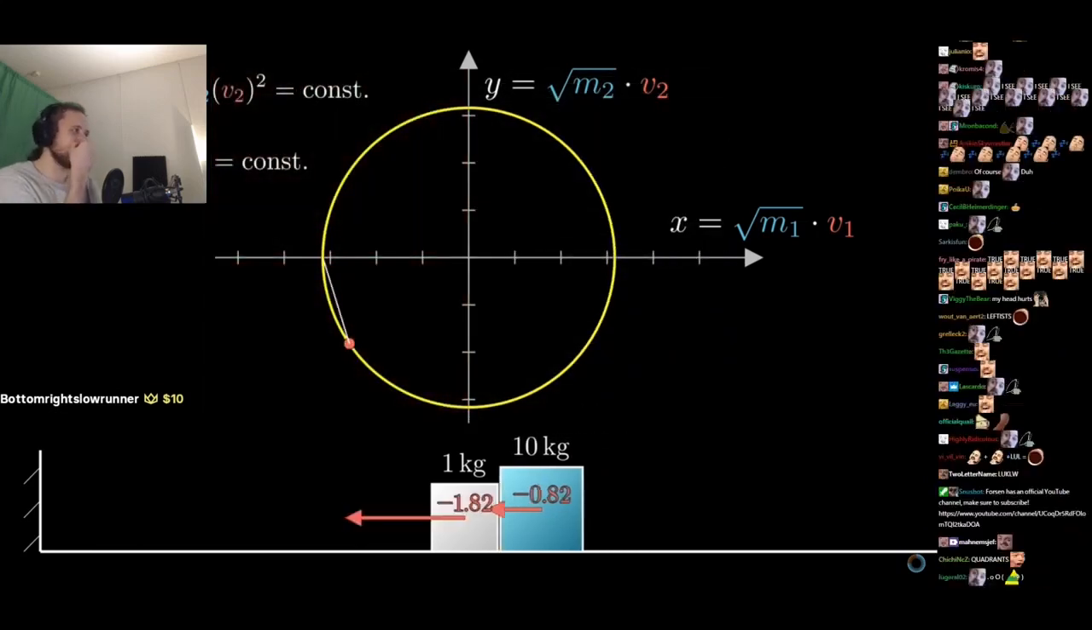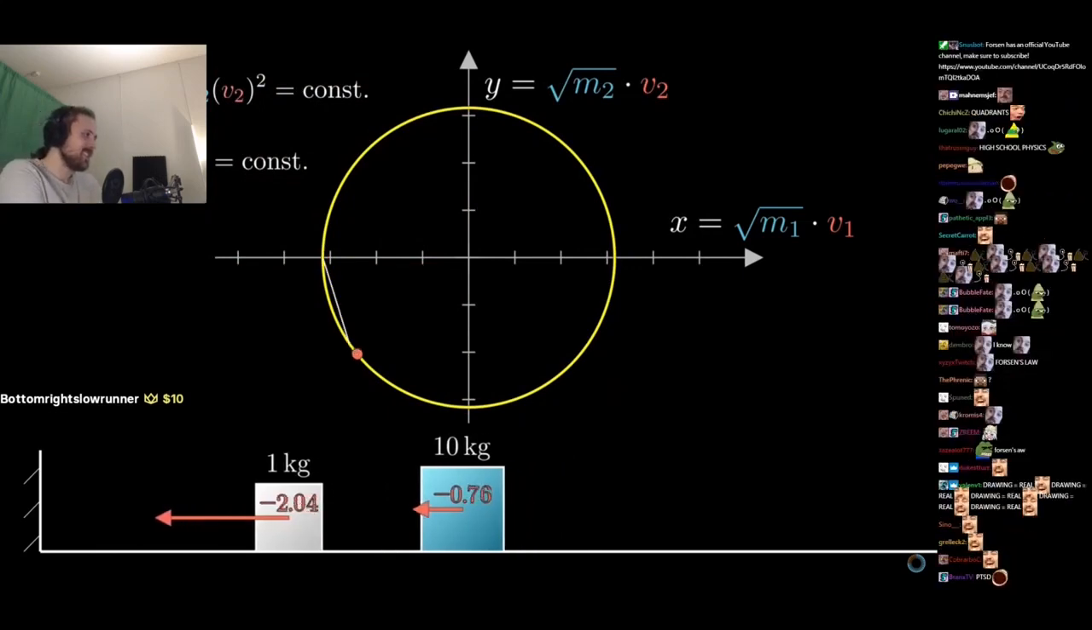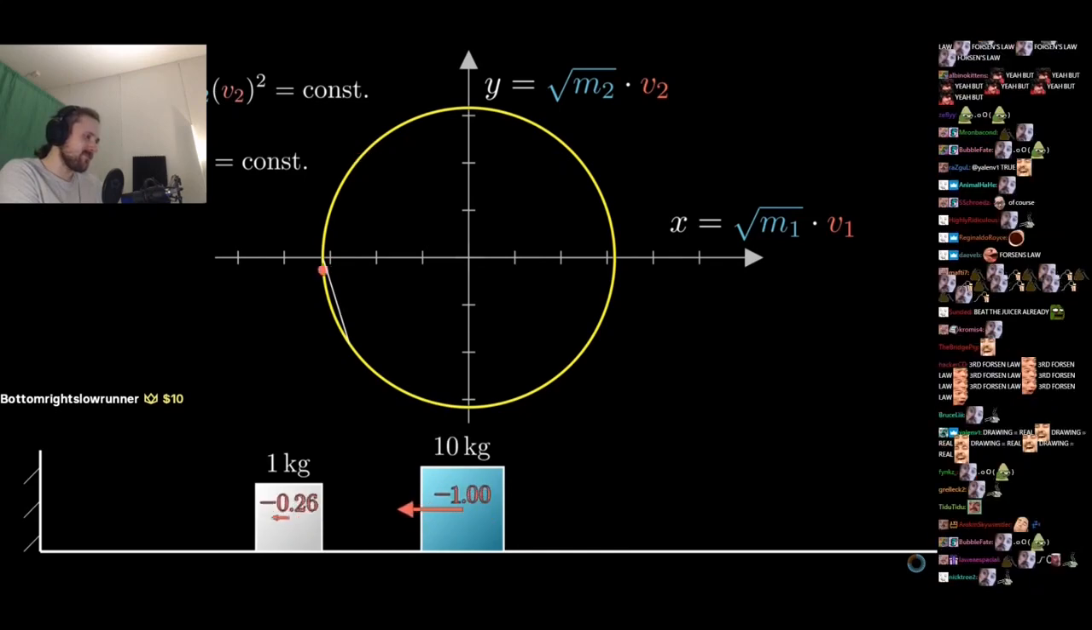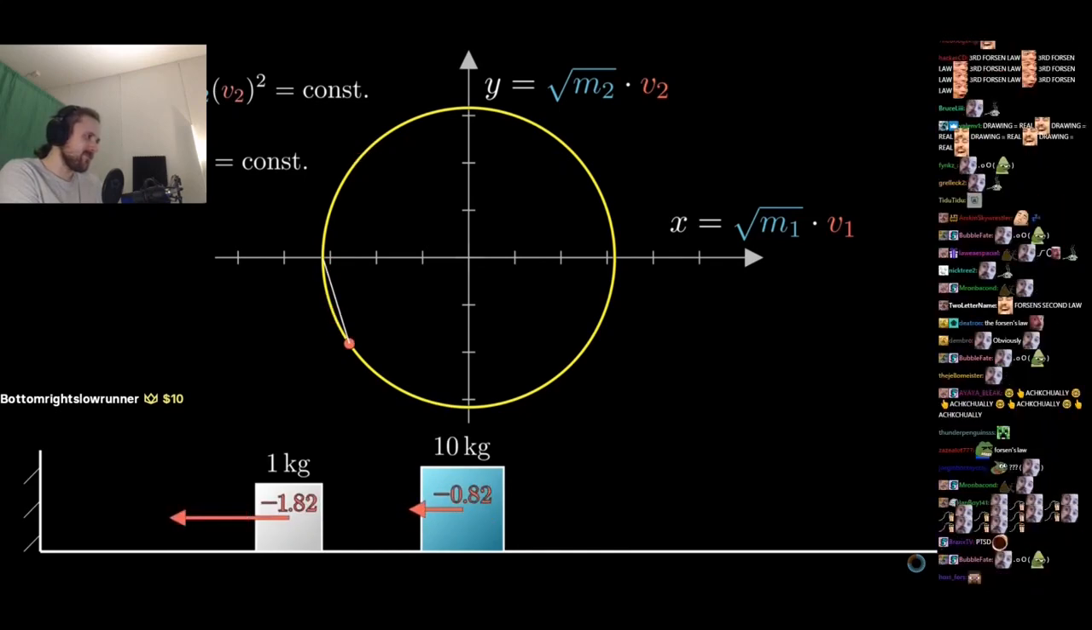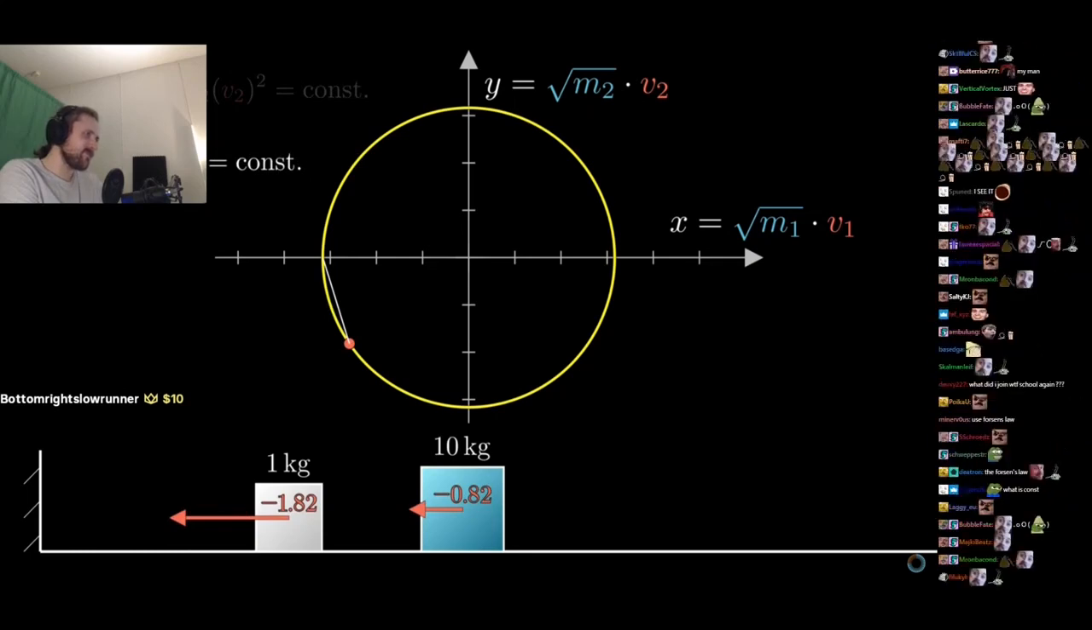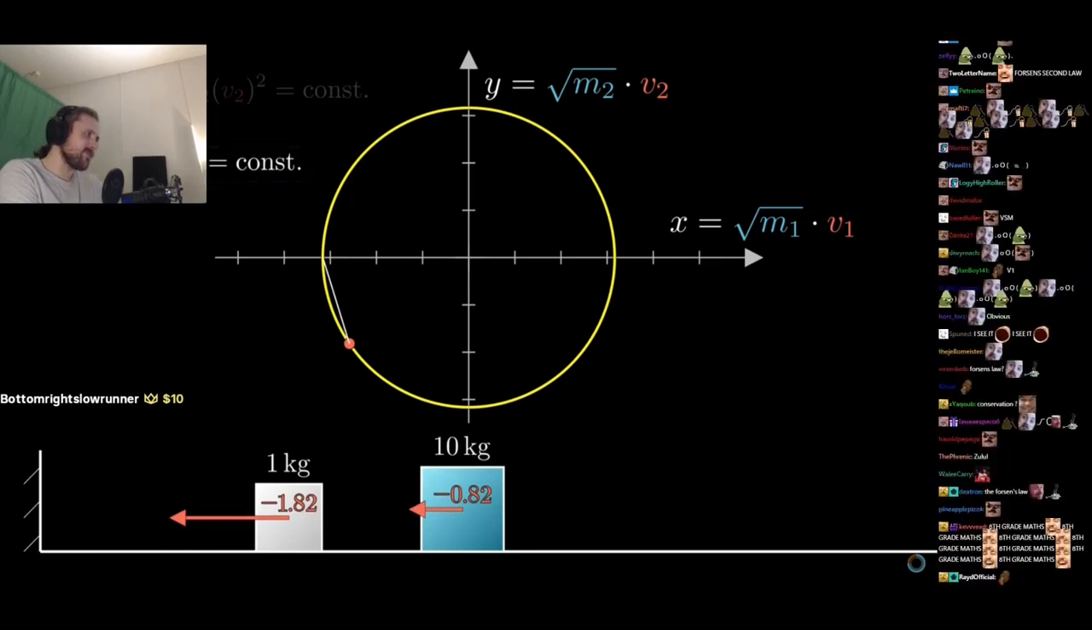What happens after the collision? How do we know what happens? Conservation of energy tells us that we must jump to some other point of the circle, but which one? Well, use the conservation of momentum. This tells us that before and after the collision, the value of m1 times v1 plus m2 times v2 must stay constant.